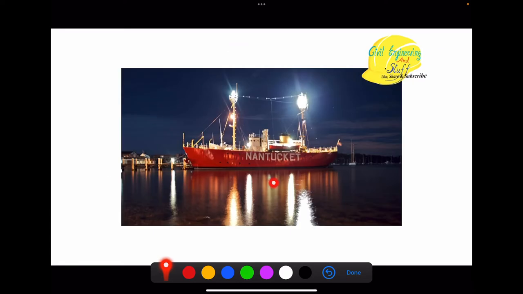This is an example of the light ship. You can see we have this ship that has two or more, generally two, steel poles. At the top we have the light source, and we have the reflecting mirrors installed all over it.